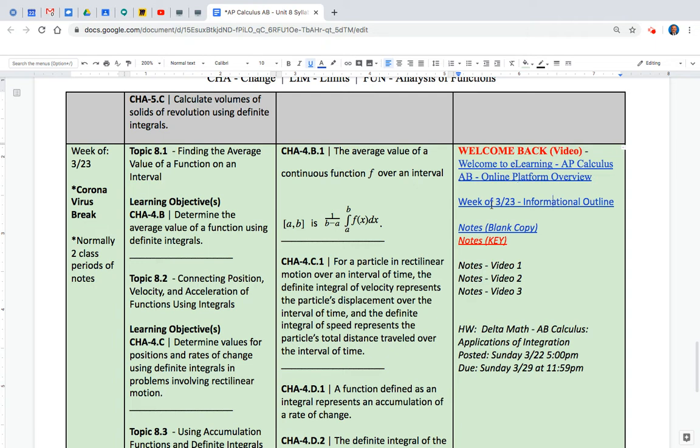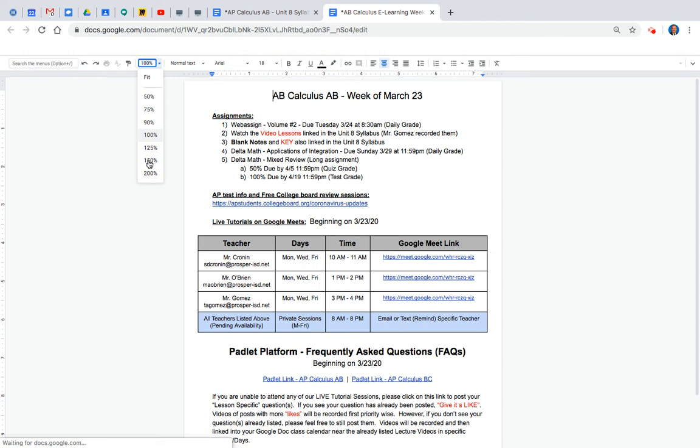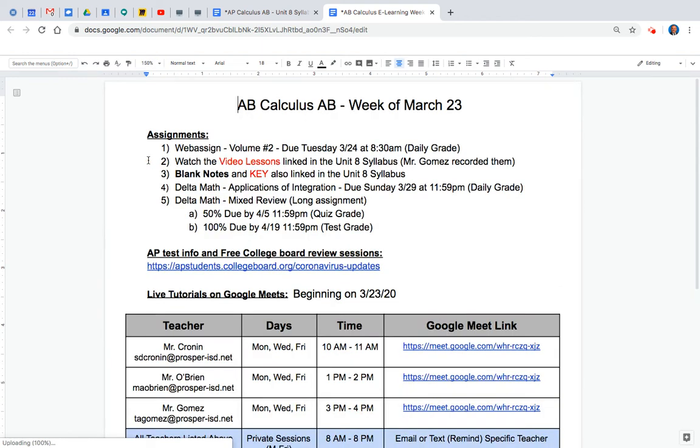Then we do have a quick link that takes you to the informational outline of basically each week to week. We'll have this posted on the calendars that we have on Google Classroom. When I open this up, it will essentially give me the breakdown for what we're going to be working on this specific week. We did change the due date to Tuesday, March 24th, 8:30 in the morning for the WebAssign Volume 2 assignment. It is for a daily grade.